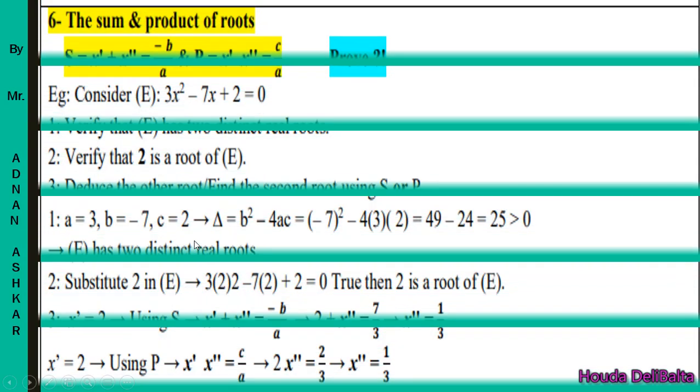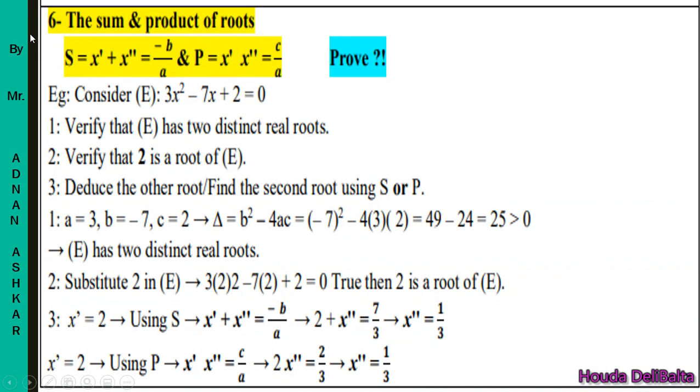And now, dear students, we are going to talk about a very important idea concerning the sum and the product of roots. So as you know, the roots are x prime and x double prime. In case delta is positive, there are two distinct real roots. The sum is denoted by the capital letter S, and the product is denoted by the uppercase P.